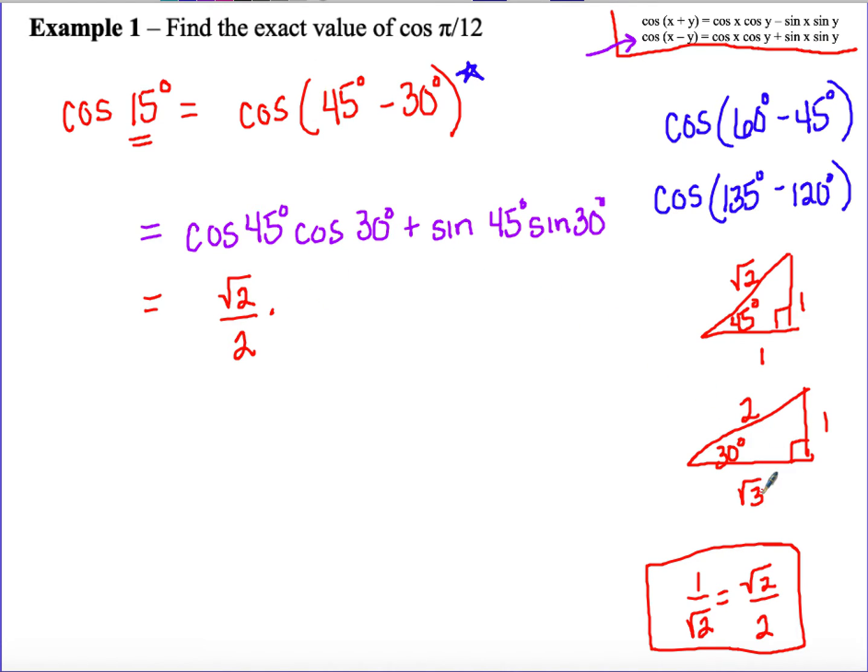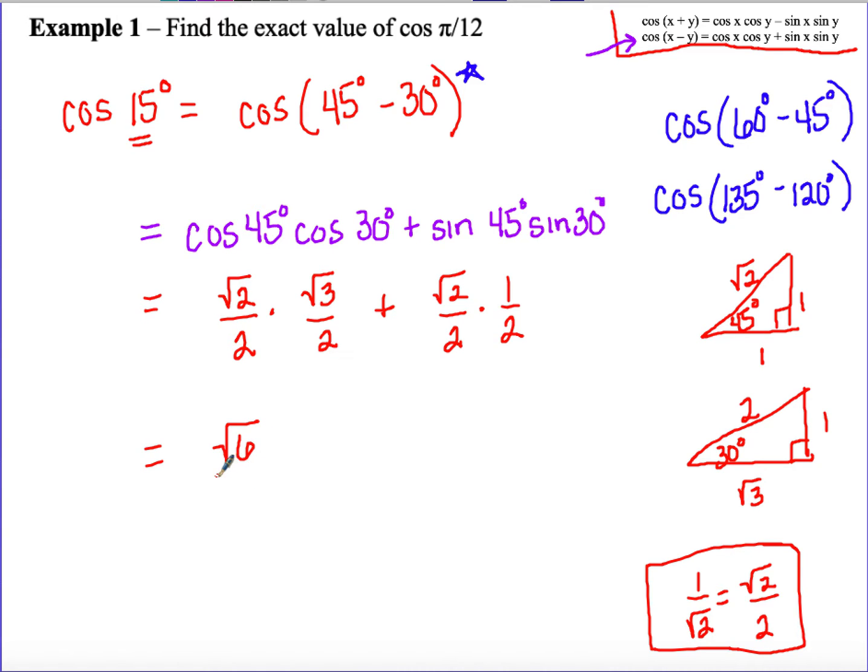Cosine of 30, adjacent over hypotenuse, again at the 30-degree angle, that gives me square root of 3 over 2. Sine of 45, opposite over hypotenuse, 1 over square root of 2, or again, square root of 2 over 2. And the sine of 30, opposite over hypotenuse, is going to give me 1/2. So now I'm just going to do some arithmetic to put this together.